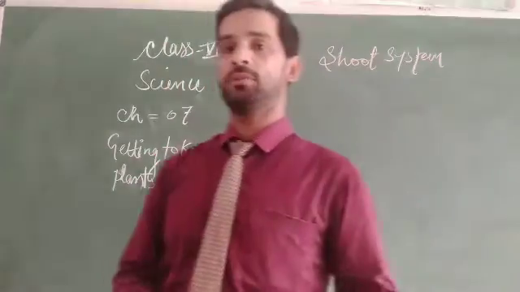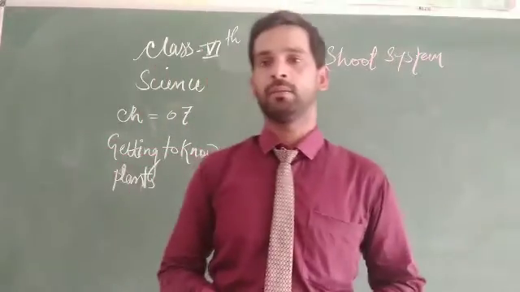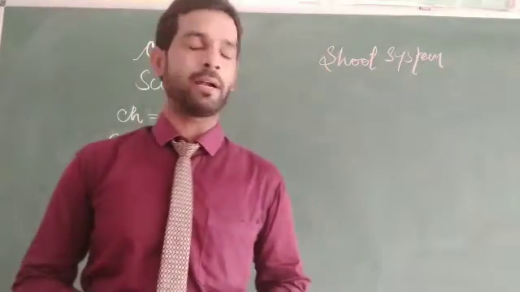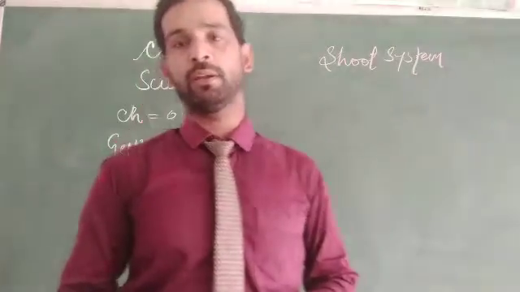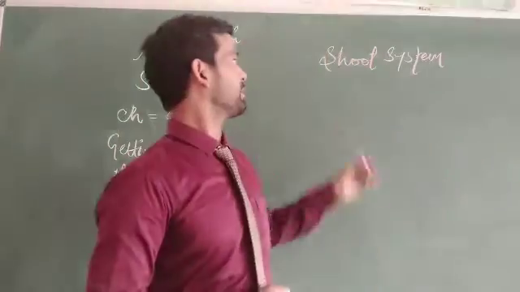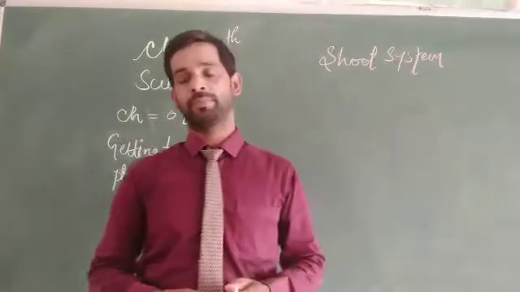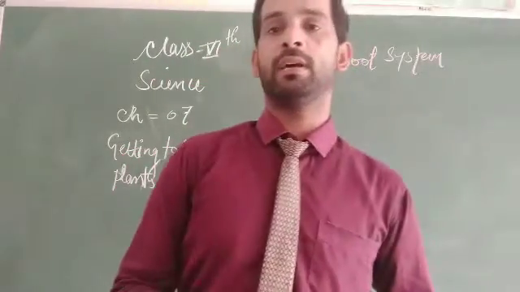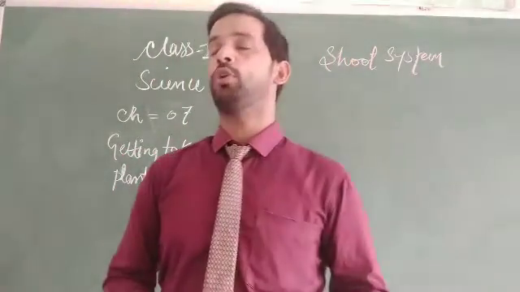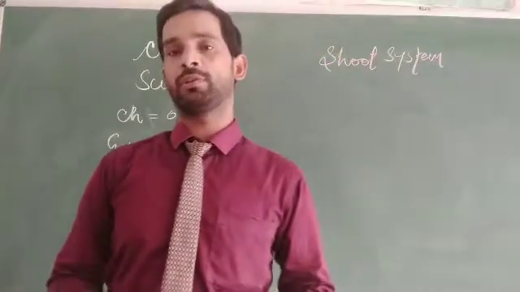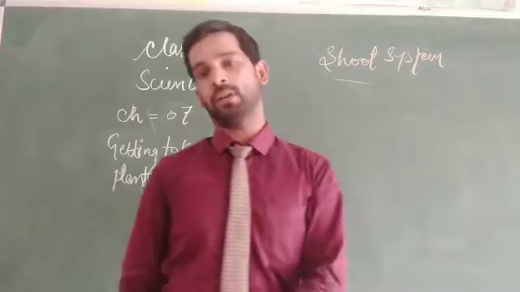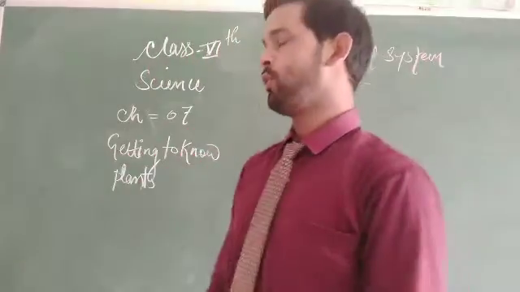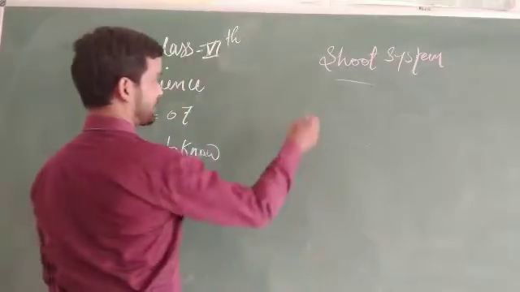Class 6, as you know, chapter number 7, Getting to Know About Plants, in which some portion remains that we have to complete. The topic is the shoot system. We have already completed the topic of the root system, so the second one is the shoot system. What does the shoot system include? You know very well what the shoot system is.